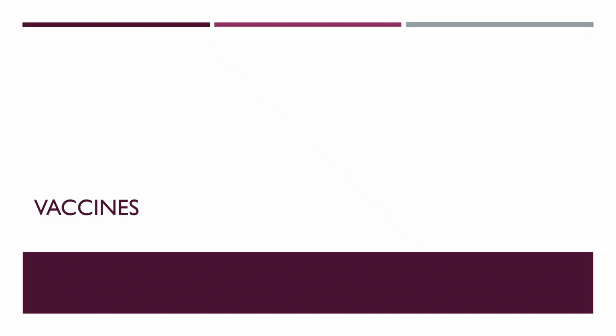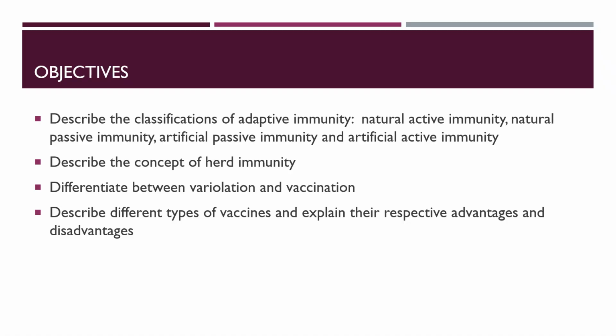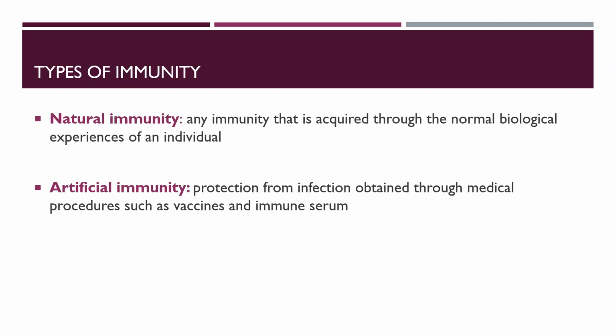So let's talk a little bit about the highly controversial right now, vaccines. Again, some objectives. Natural immunity is all immunity that is acquired through the normal biological experiences of an individual. Artificial immunity is protection from an infection obtained through medical procedures like vaccines or immune serums.